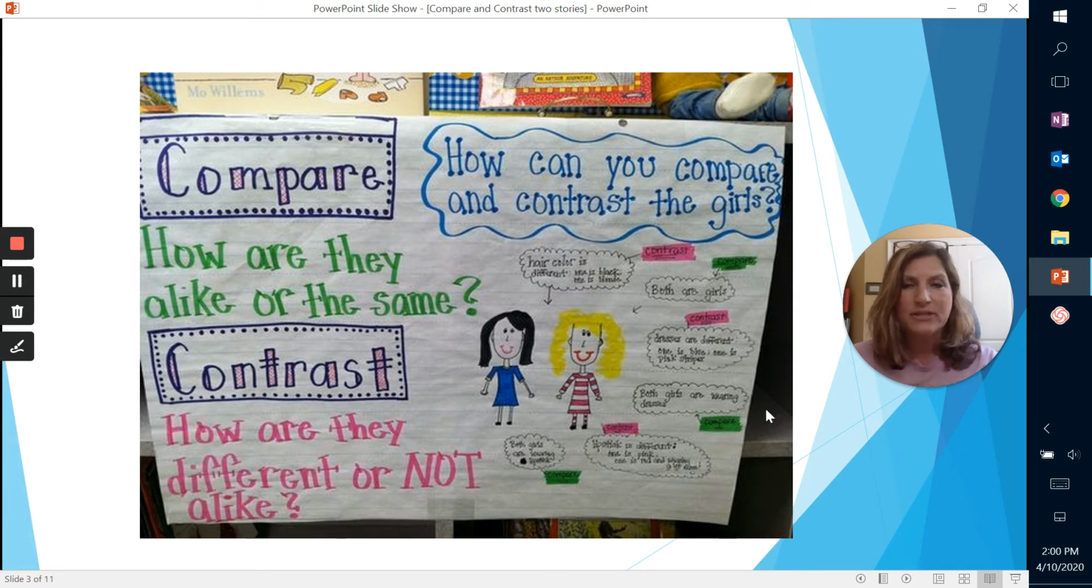Now, if you pay close attention to these two little girls here, you can say both of them are girls. So that's how we're comparing they're alike. And then how they're different are their hair color. One has black hair, one has blonde hair. One has straight hair, one has curly hair.